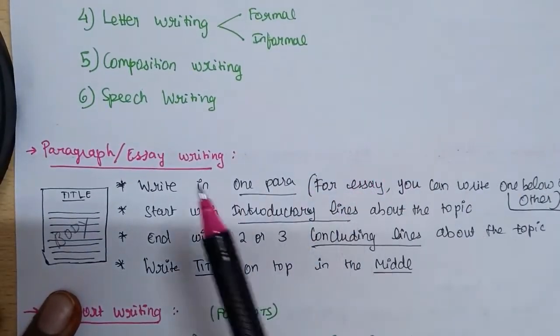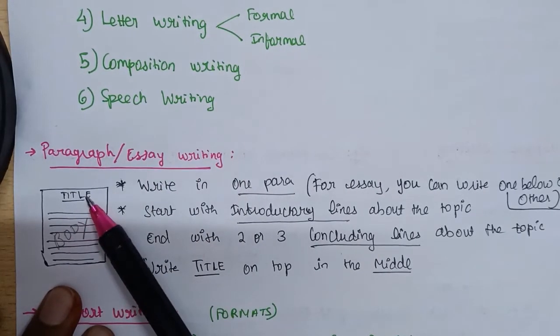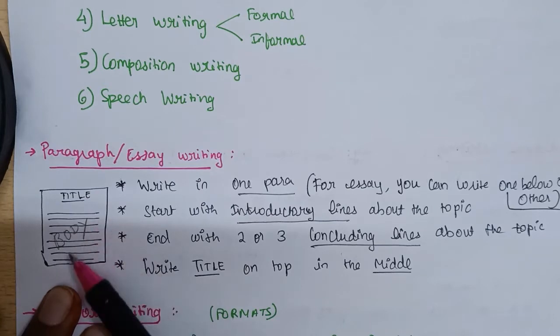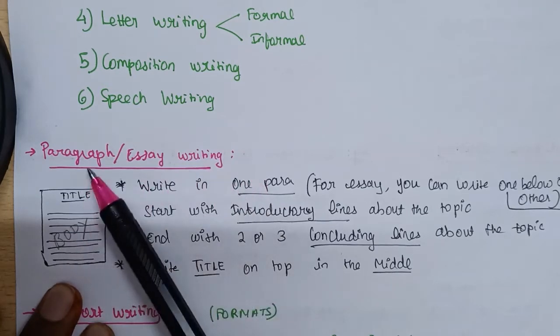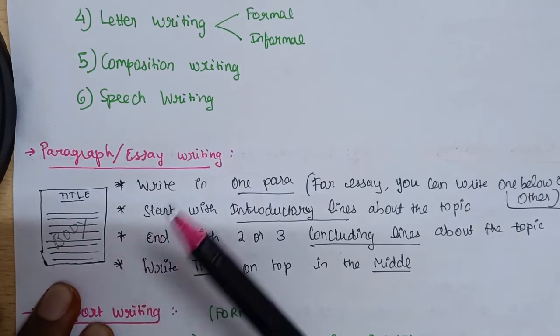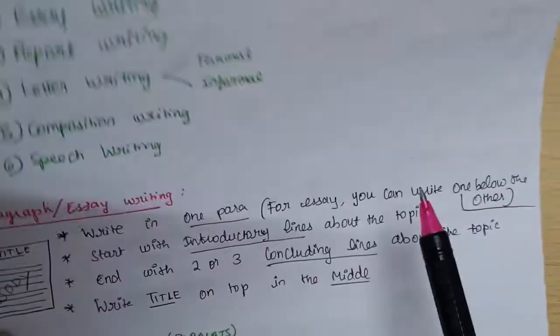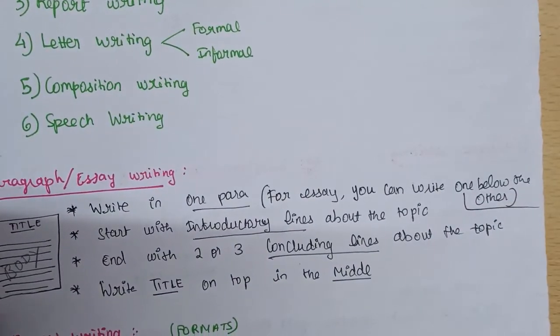Okay, so first we'll be going through the paragraph or essay writing. Let's see how to write this. This is how the format looks. First you have to give the title, and then you have to write the body. In paragraph writing, if the question is as paragraph, just write it as one paragraph. Start from here, end it whenever you're done. But if it's asked as essay writing, you can write the paragraphs one below the other.